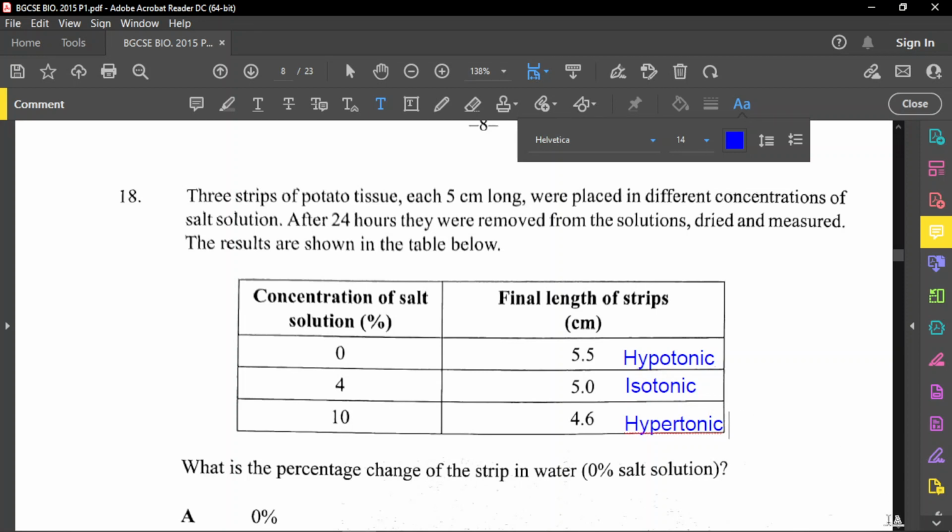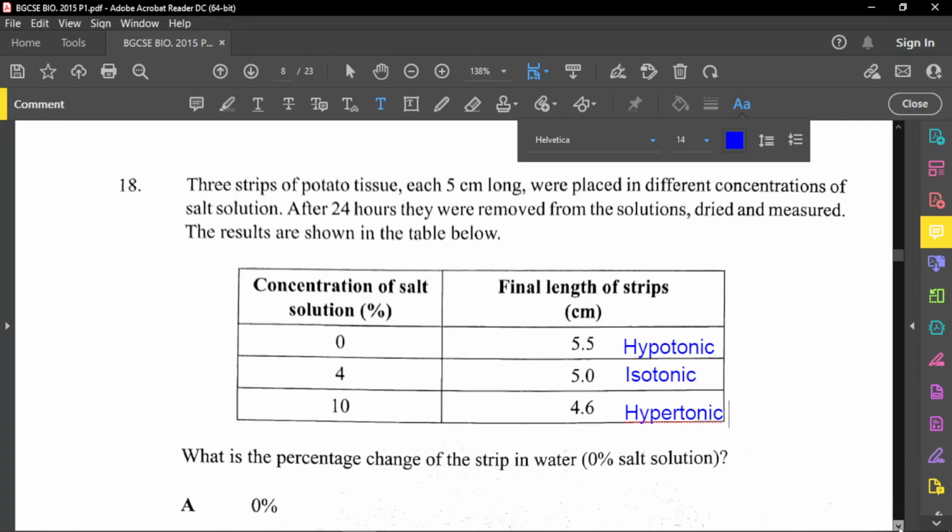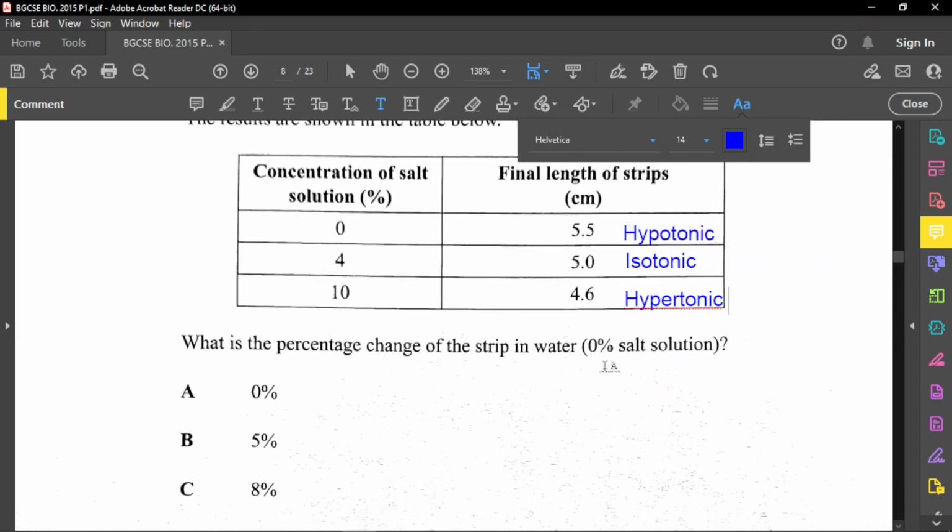All right, so here it asks what is the percentage change of the strip in the zero salt solution. In the zero salt solution, there's an increase of 0.5. So the difference between the original and this length is 0.5. So what we're going to do is find the difference. Let's just write it down quickly. It will be 5.5 minus 5, and that will equal 0.5. So 0.5 is our difference.